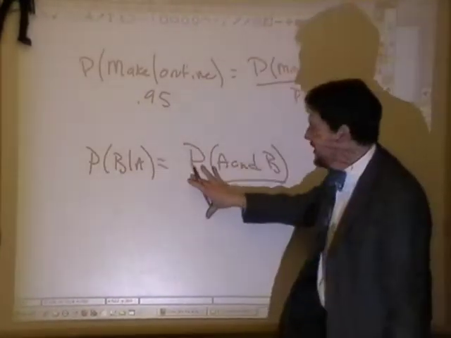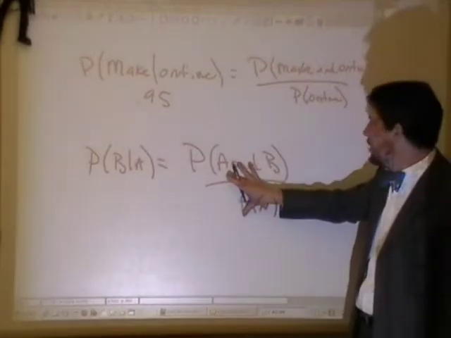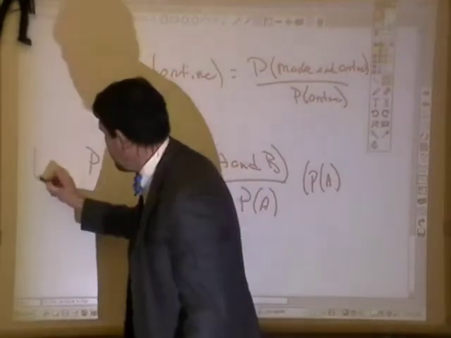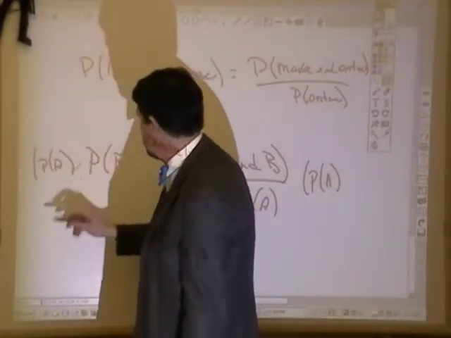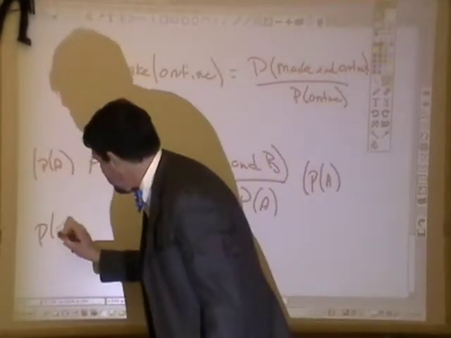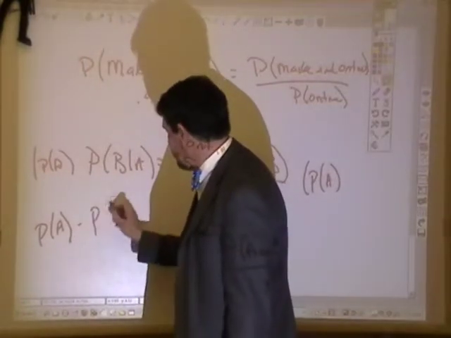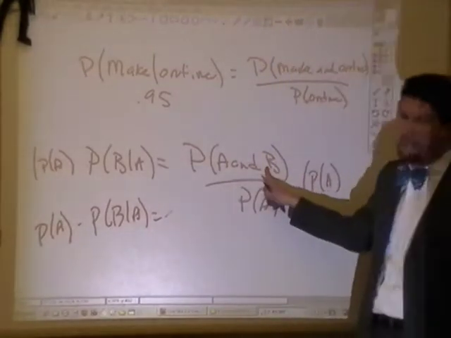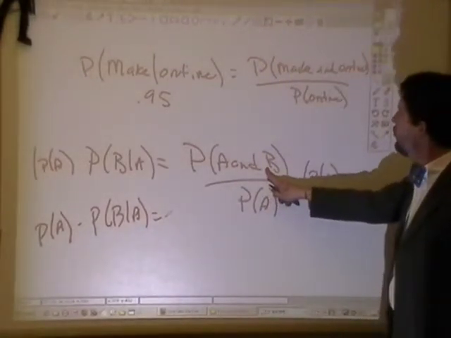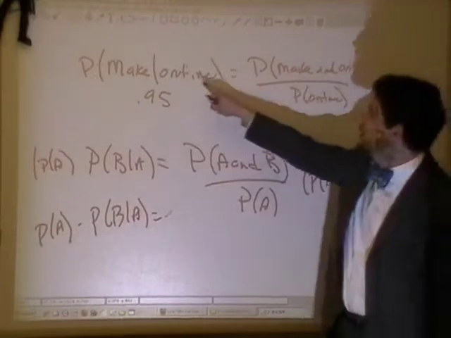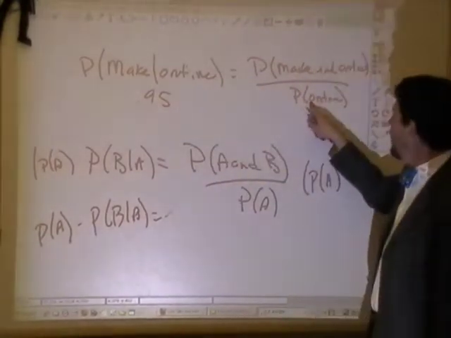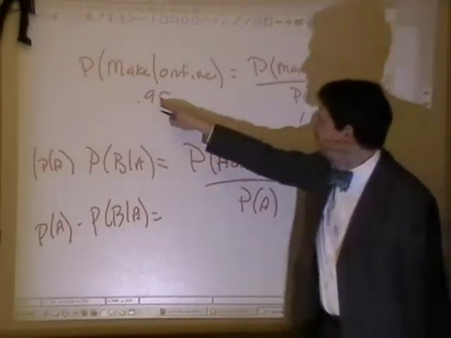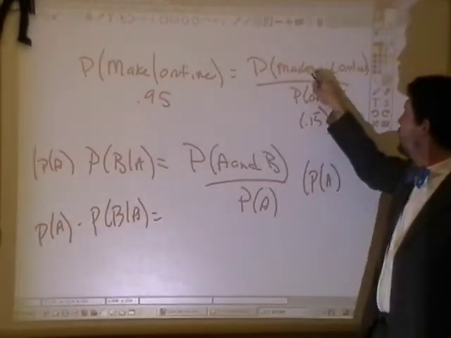Well, if I look at this, I think, oh, you know what, this is an equation. If I multiply both sides by the probability of A, which is part of that Bayes rule thing, then I would get the probability of A times the probability of B given A is equal to the probability of A and B. Okay, that's fine. I have this value right here, 0.95. I have the probability of on time, which is 0.15. I'm looking for the numerator. So if I take this times this, I'm going to get this value.